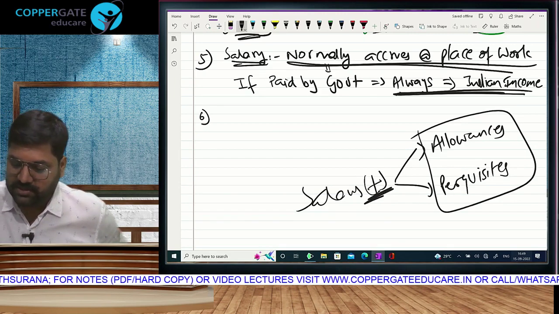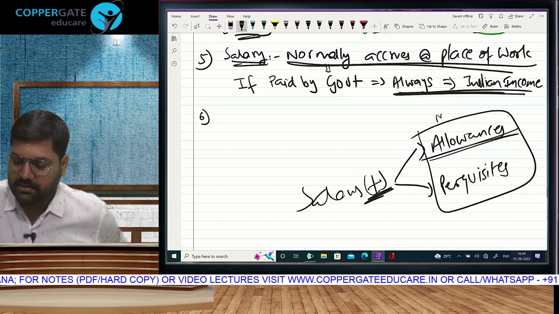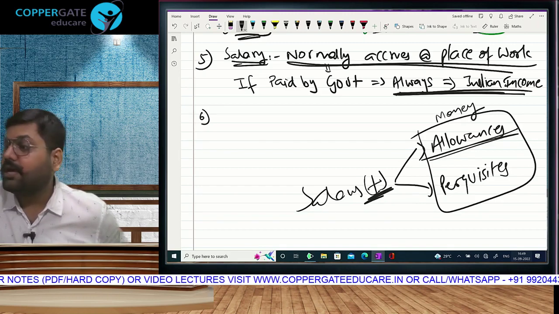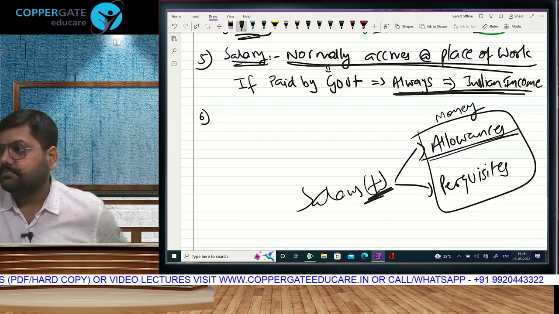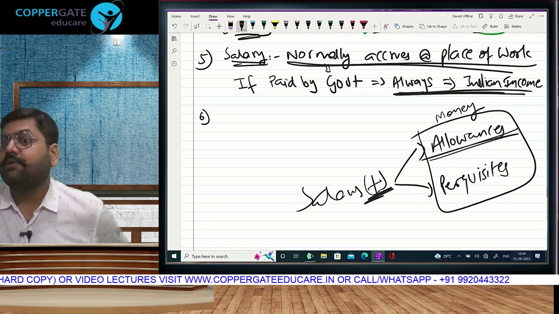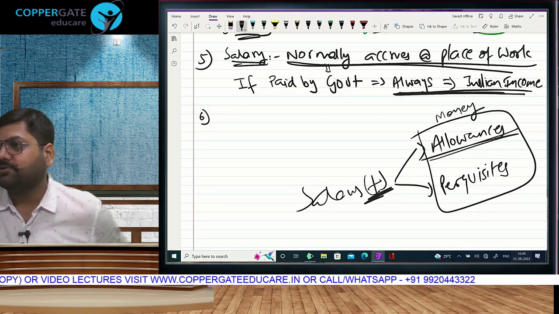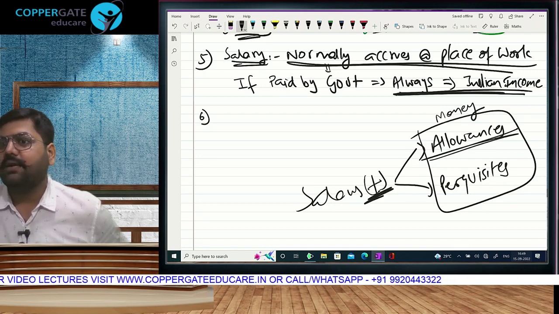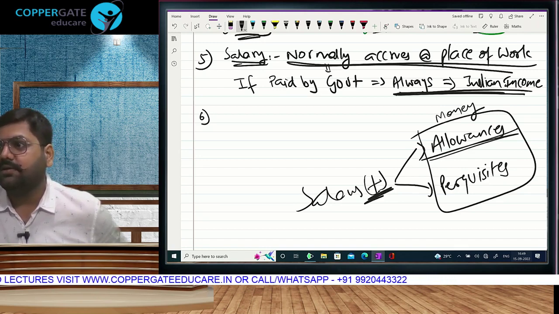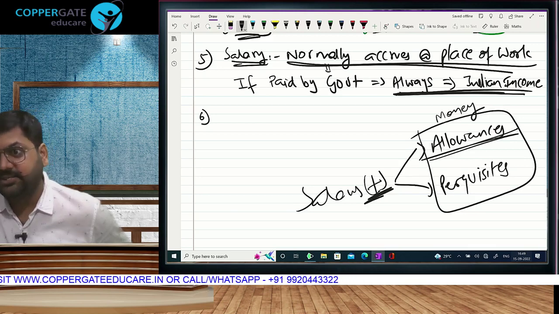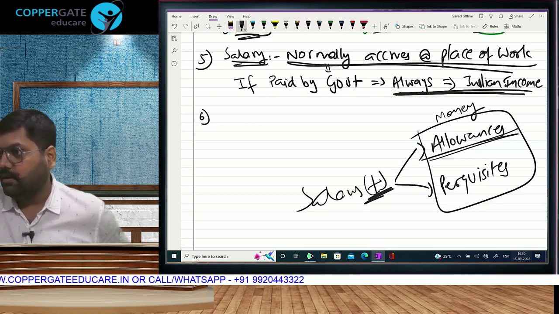What is the difference? Allowances are given in money. They are monetary. Take money to pay rent of your house, we call it house rent allowance. Take money to travel by car, we call it car allowance. Take money, buy tiffin, we call it tiffin allowance. If money is paid, we call it allowance.